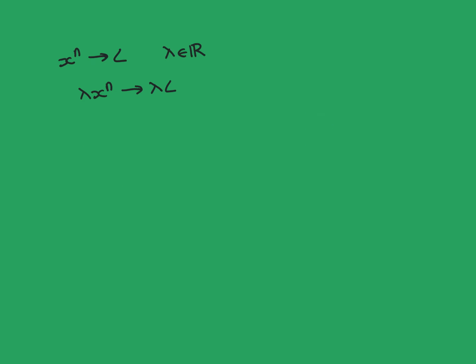So let's take a sequence of vectors that converges to a limit vector L. Let's take some real number lambda, and then let's take the sequence that you get by scalar multiplying the original sequence by lambda, and then we want to ask, does this sequence converge, and does it converge to lambda times the limit vector L?